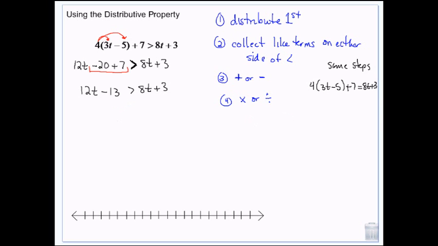All right. Now I'm going to add or subtract. Do you want to subtract 8t first, or 3, or 13, or which would you like to move first? You want to add 13 first? Okay. And I get 12t is greater than 8t plus 16. Now that I added the 13 first, I have to move the 8t next. I don't really have a choice at that point. So I get 4t is greater than 16.